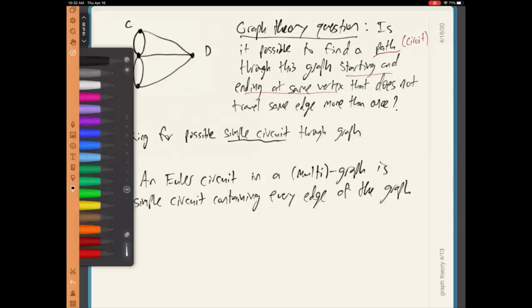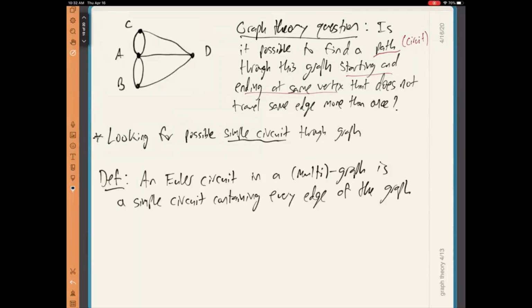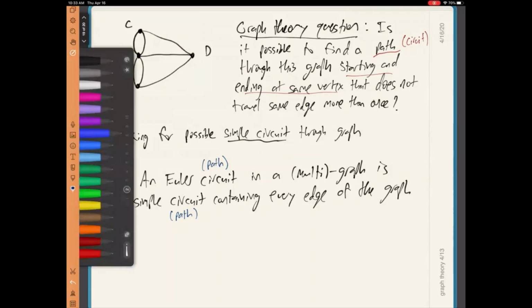One thing to point out is that you don't just have to talk about circuits, right? So it also makes sense to talk about Euler paths. And so an Euler path is going to be, instead of a circuit, just a path through the graph that does contain every single edge, right? So maybe it starts and ends at a different point, but you still want to traverse every edge exactly once, right? And so we'll talk a little bit about Euler paths at the end of the lecture, but for now we're going to focus on the problem of circuits.